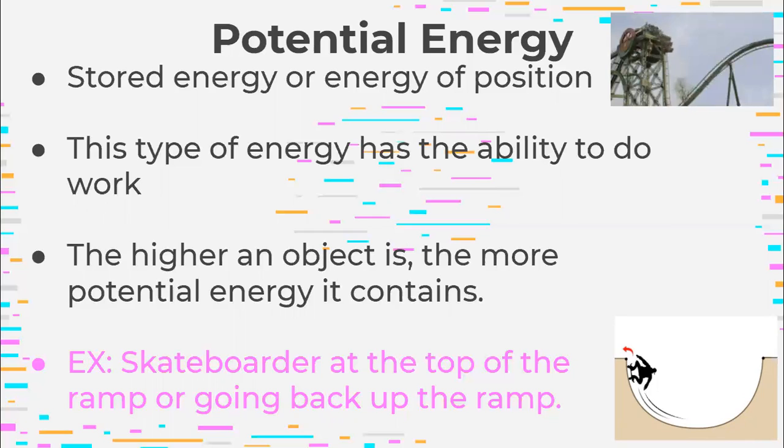This type of energy has the ability to do work. That book could fall off of the table. If you pushed it over the edge, it would fall. Then it would have kinetic energy. It would be moving. That's also mechanical energy. The higher an object is, the more potential energy it contains. So if I put a book on my tabletop, then it has some potential energy.